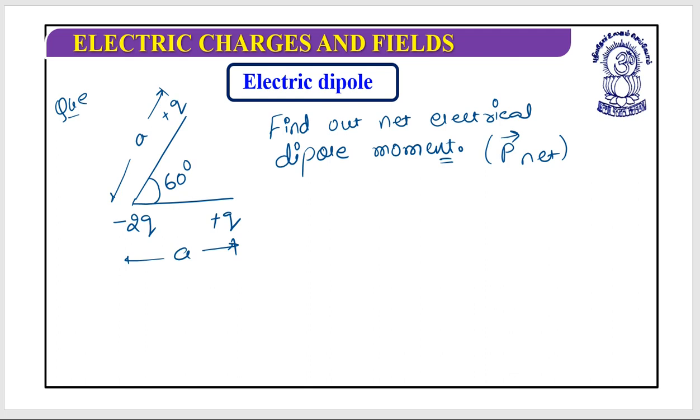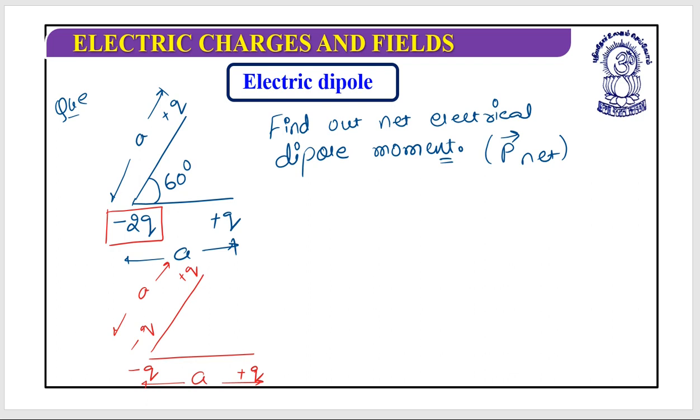So what I can do is split this minus 2q such that it can form a dipole. How could I do this? Let's look. If I break minus 2q into minus q, then plus q is here, and one more minus q at this position. This is minus q, and this plus q was already there. So now look at the diagram, the new arrangement, very carefully.